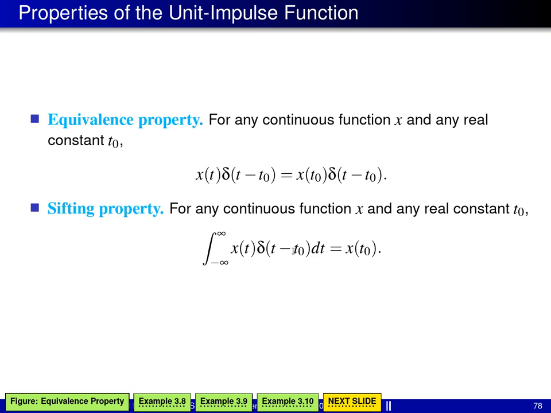The place where the delta function is non-zero is t0, because the delta function is 0 everywhere except at the origin. So if we take the delta function and we shift it by t0, the shifted delta function that appears here will be 0 everywhere except at t0.